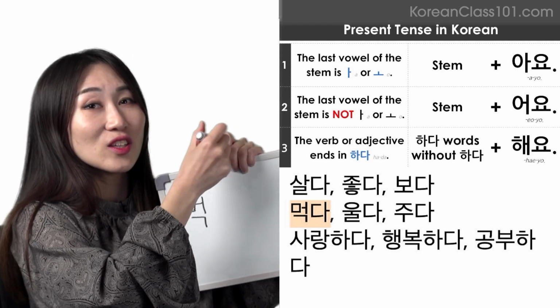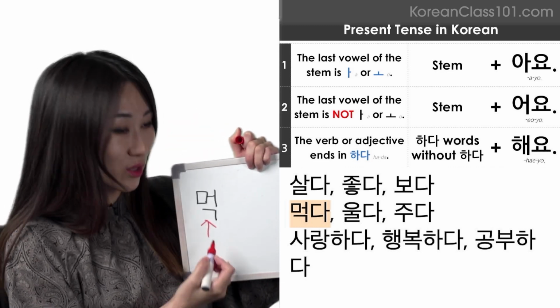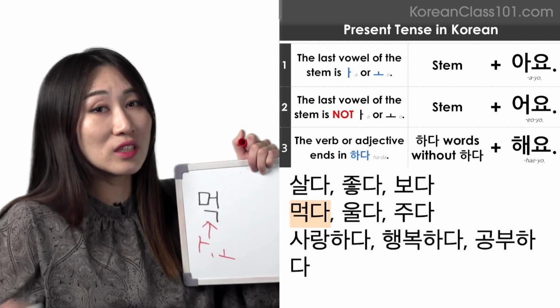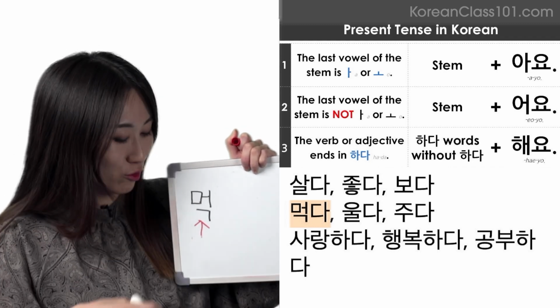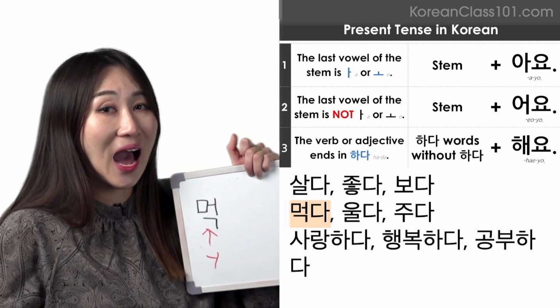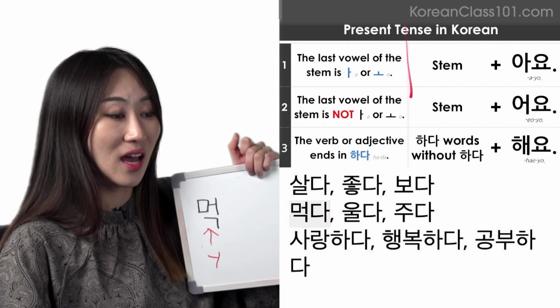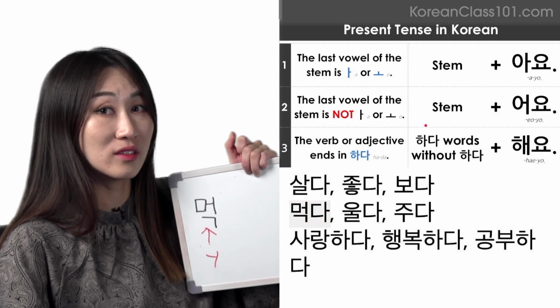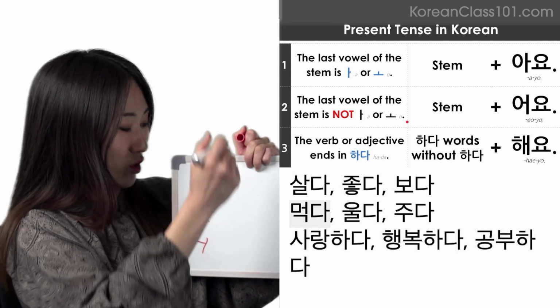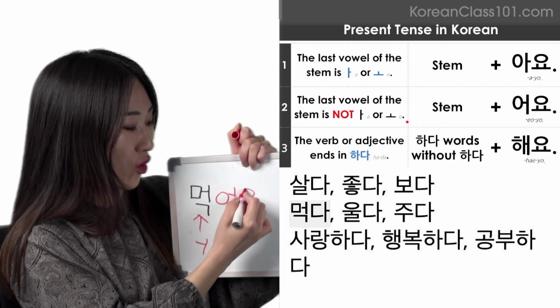Let's see the vowel sound. Does it include 아 or 오 sound? No, it does not include 아 or 오 sound. It only includes the 어 sound, which is not 아 or 오. It's not 아, it's not 오. So I'm going to use 어요.